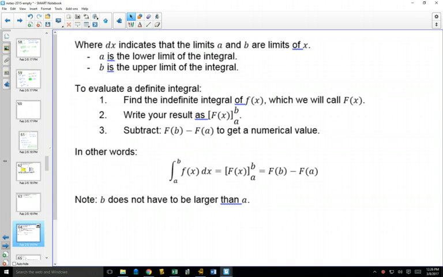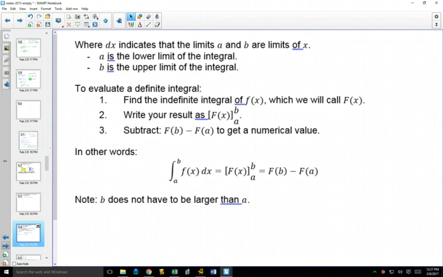Notation-wise, we're going to write whatever our integral is in square brackets and put our a and b on the outside of those square brackets. So that's just notation. Then to find the actual area, all we do is subtract f of b minus f of a.